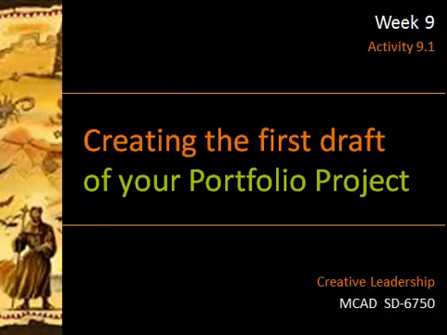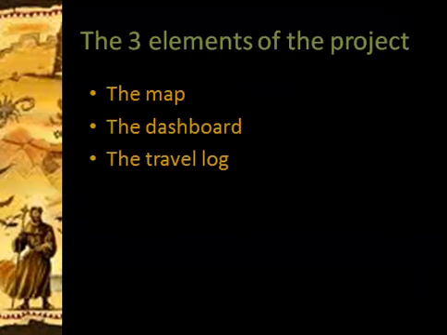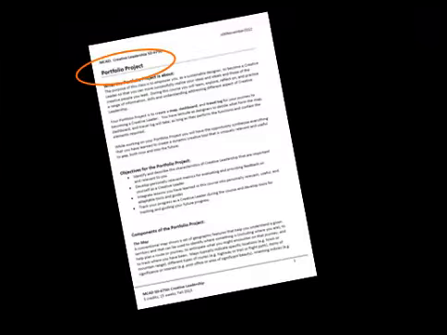Okay, so this week, the portfolio project. All right, so each week you've been doing bits of your portfolio project in different assignments. You've been working on your map, your dashboard, and your travelogue, which of course are 3 elements of your portfolio project. As you begin the week, it would be very wise of you to go back and look at the document you got in lesson 1.3, your portfolio project, and look at all the very specific requirements that you need to meet in order to get all the points on your portfolio project.